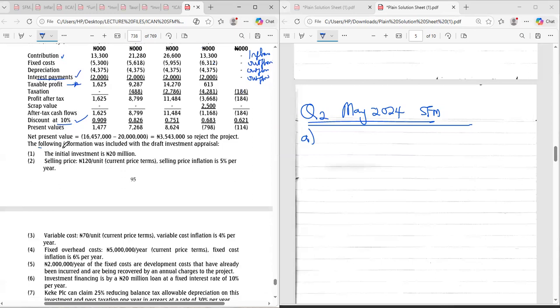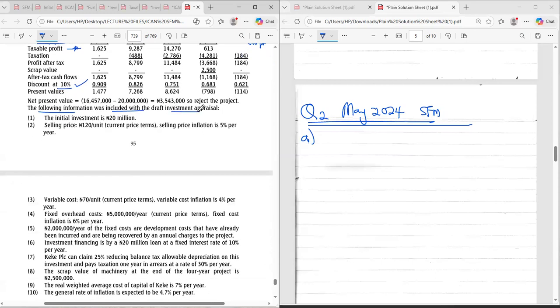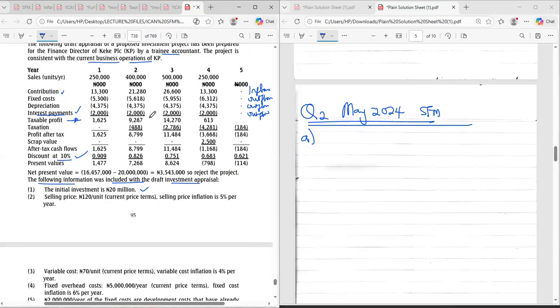Now they said that the following information was included with the draft investment appraisal. Number one, they said the initial investment is 20,000. The junior accountant captured it very well. He said your NPV is what? 16,457 minus 20 million. So this 20 million is the capital invested. Do you agree with me? Good. So kudos, the guy tried.